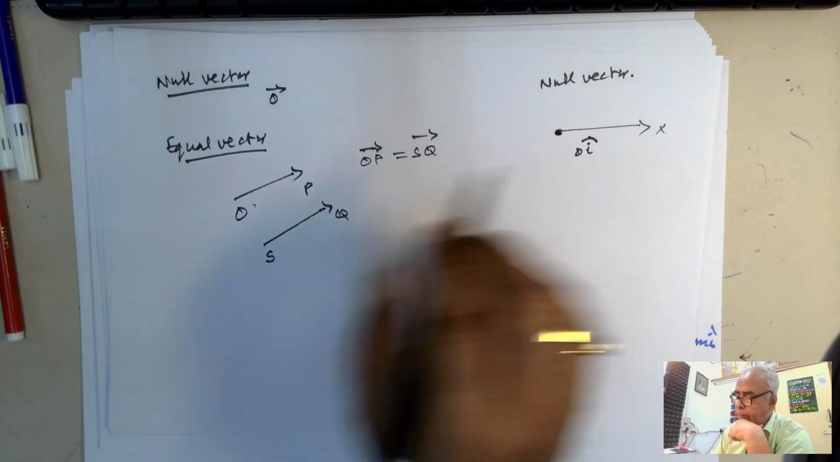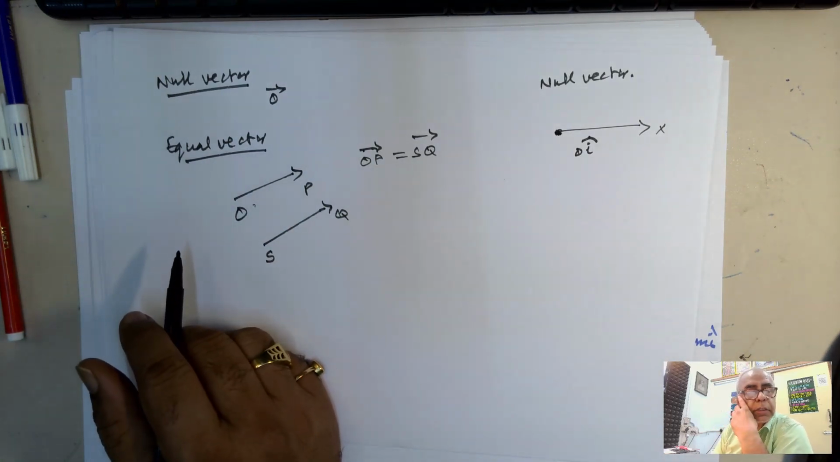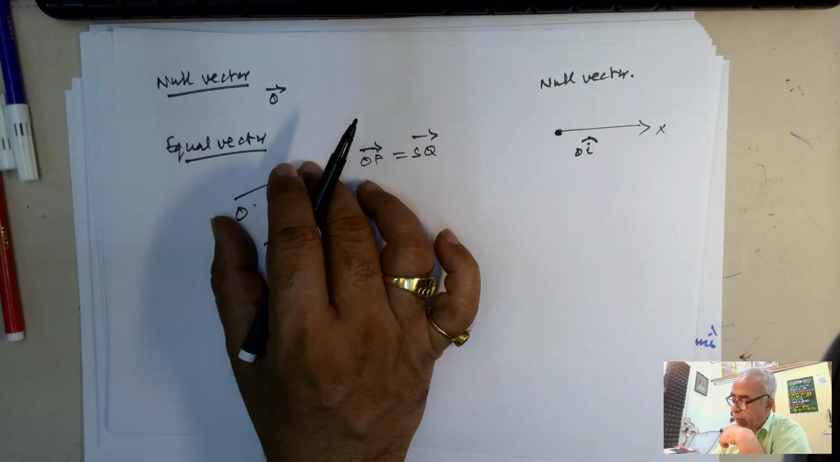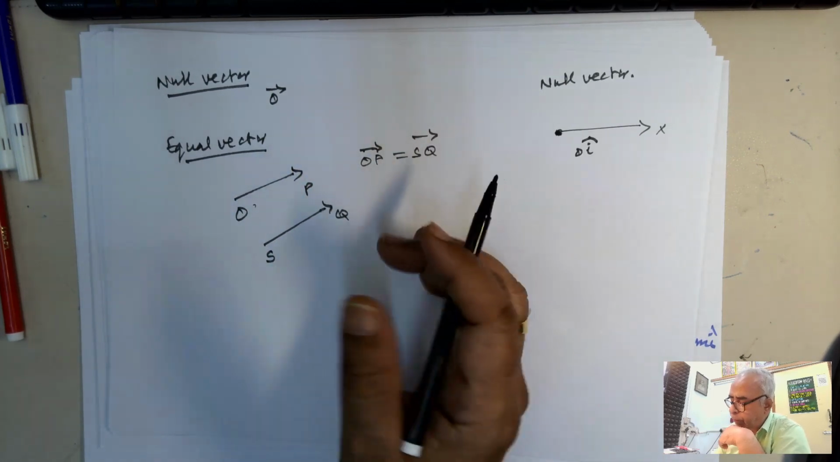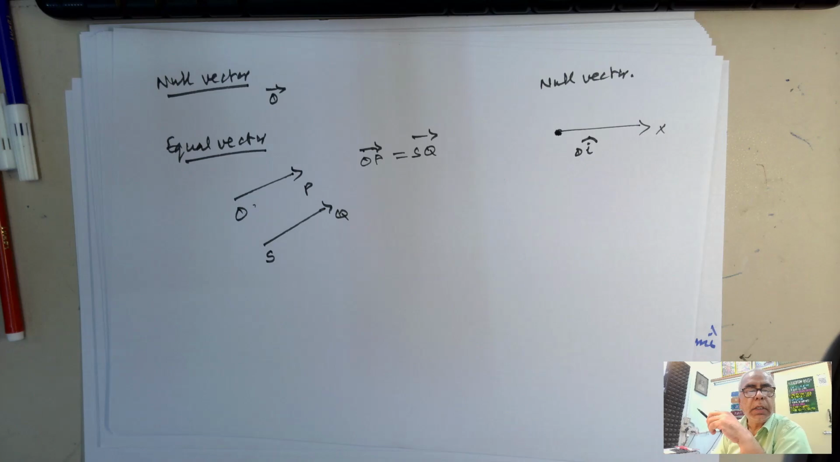Okay, right. Now the equal vectors. Equal vectors means, as I already mentioned, the magnitude as well as the direction of both these vectors are the same, and that is why they are called equal vectors in all aspects, right?